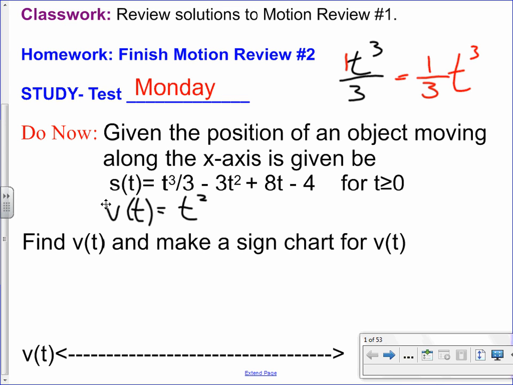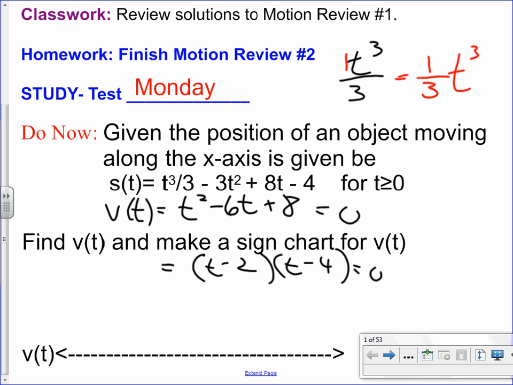Take the derivative of minus 3t squared. We have minus 6t. And the derivative of the 8t is plus 8. There's our velocity function. That'll tell us the velocity at any time. Now, if you want to make a sign chart for a function, first find out where that function is 0, because any function can change sign when it's 0 or when it's undefined. So you set it equal to 0, and to solve that, you're going to want to factor. And so the values that make the velocity 0 are 2 and 4.